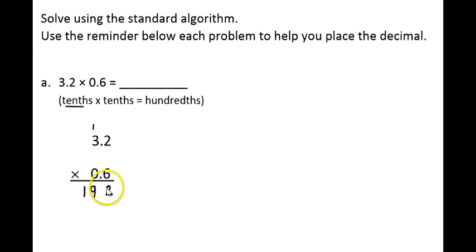The reminder is that we're multiplying tenths times tenths. So our answer needs to show how many hundredths we have. Again, the hundredths place is the second place to the right of the decimal point. That means my decimal point needs to go between the 1 and the 9. I have 1 and 92 hundredths, the 2 landing in the hundredths place. So 3 2/10 times 6/10 is 1 and 92 hundredths.